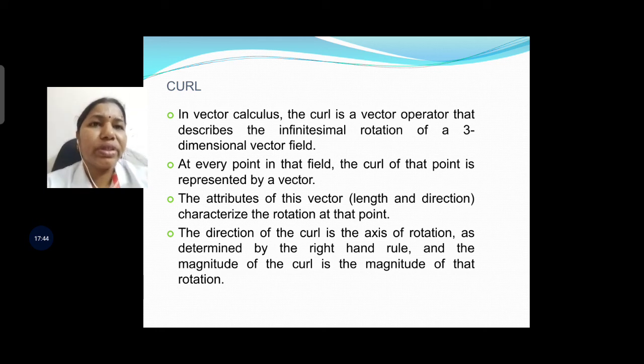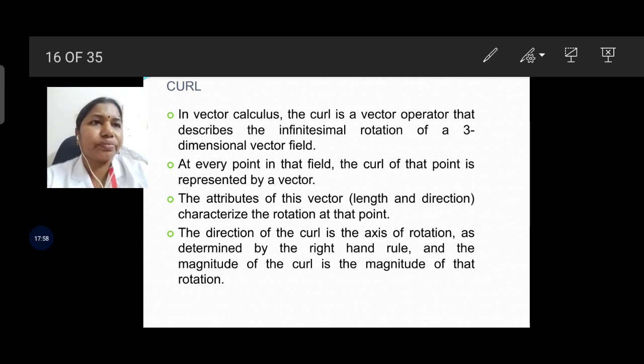The next one is curl. In vector calculus, the curl is a vector operator that describes infinitesimal rotation of a 3-dimensional vector field. So here we are going to use for curl the symbol del cross A. So this is for curl.